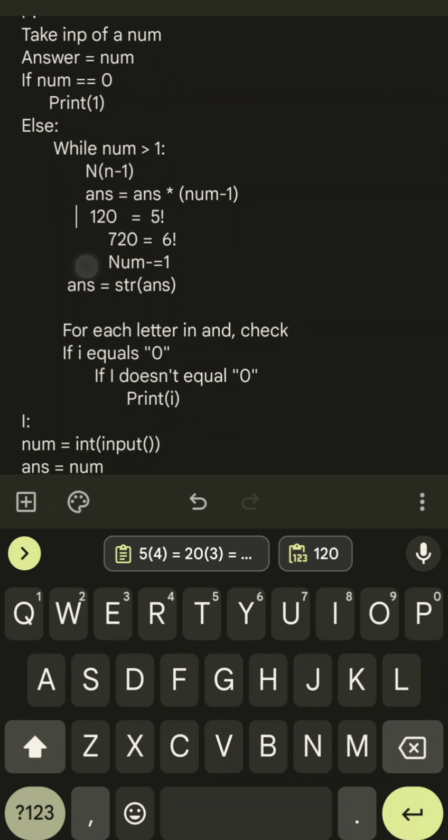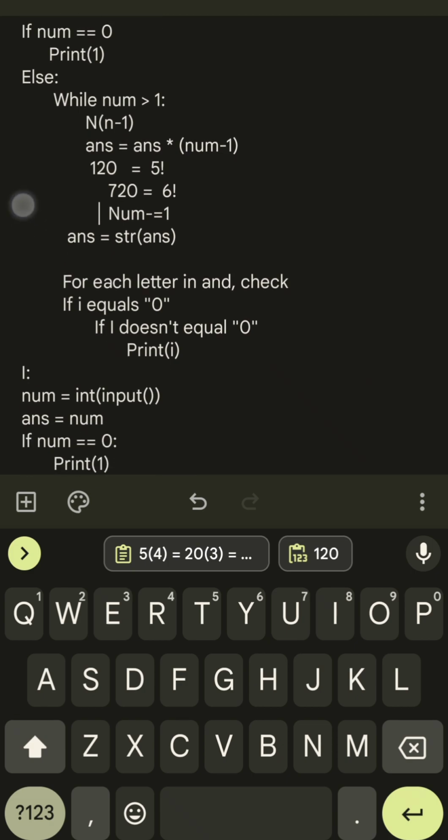We're also going to be subtracting num by 1 overall, because once we loop through this, we're always going to be subtracting num regardless. That way we break the loop, and we constantly make this equation n minus 1 work. All right, and once we break out of that loop, we're going to declare our answer again, but this time we're going to convert it from integer to string. That way we have access to each of the elements.